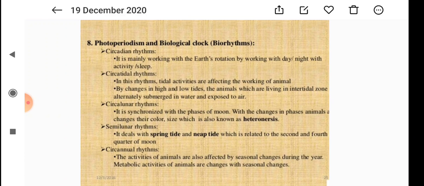abiotic factor. In the next class, we will deal with the temperature as an abiotic factor.